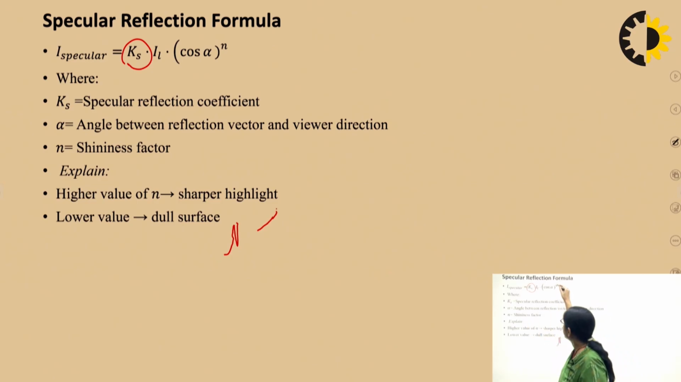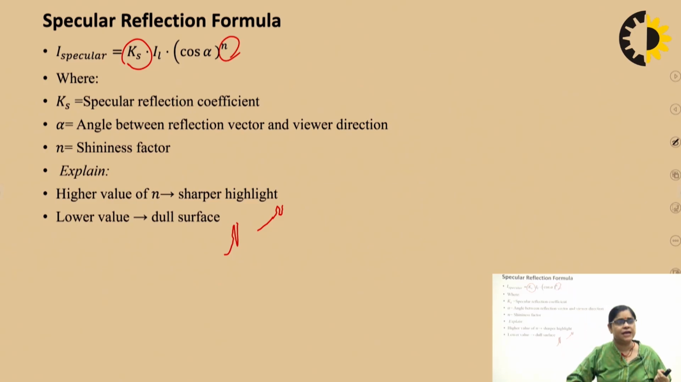Now, this N has been taken as the shininess factor. This N represents that if we are increasing the value of N, then we are sharpening the highlights. We are highlighting the highlights, right? Now, if the value of N is decreased, it means the surface is very dull. The picture is not clear to us.